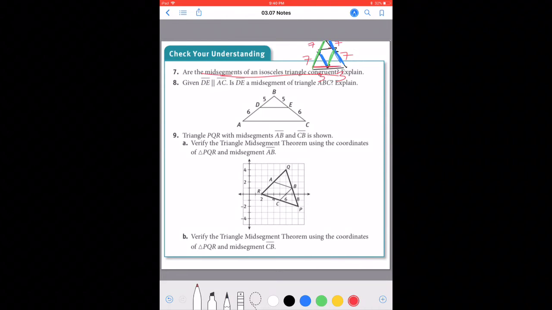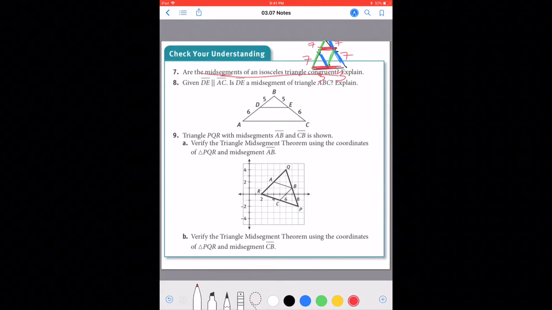And this mid-segment would be half of this. So we have to look at which sides are congruent to each other. Is blue congruent to red? Or is green congruent to red? Or is green congruent to blue? If so, whichever one is true, then those will be matching.